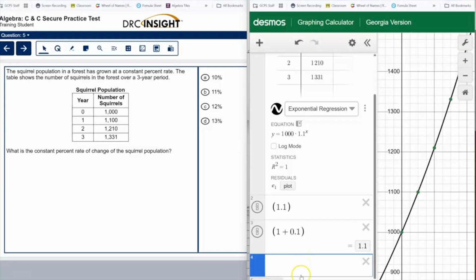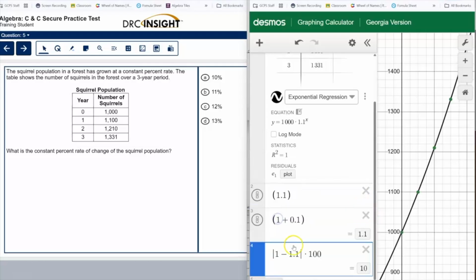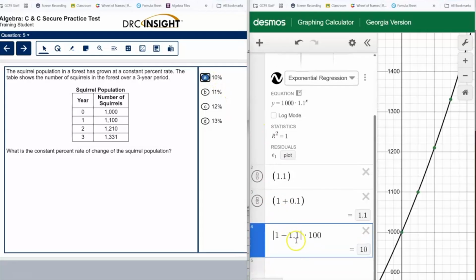And we always put it in absolute value or ignore the negative, whichever way you want to do it. And we go 1 minus whatever the factor is, which is 1.1, and then times 100. Okay, that will always give us our percent. So with growth, it's easy to see that it's growing by 10%. But if it's decay, please, please, please do not forget our shortcut formula.